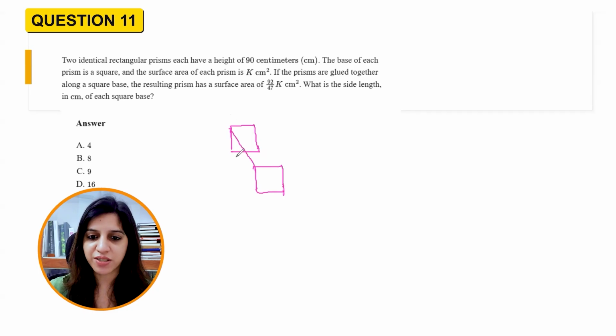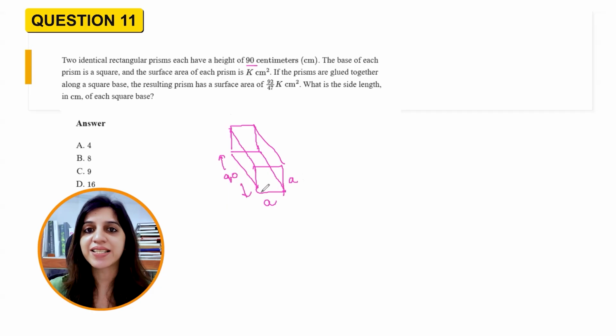It has got a square base. All right. So square base, let me say A and A. It has got a height of 90. So I will say this is 90. The height is 90 for this prism. Okay. Now let's write the surface area for this prism first of all.